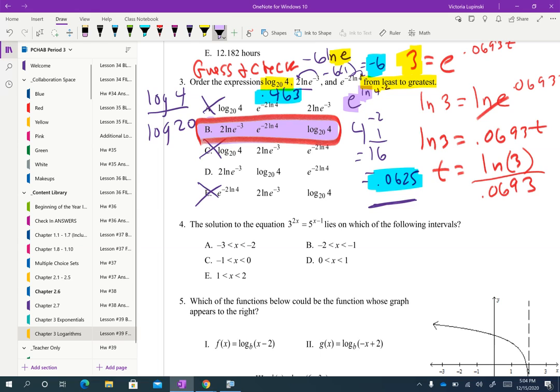Here for number 4, the solution to the equation lies between which of the following intervals. Now, because 3 and 5 have no like bases, you would not be able to use that strategy.